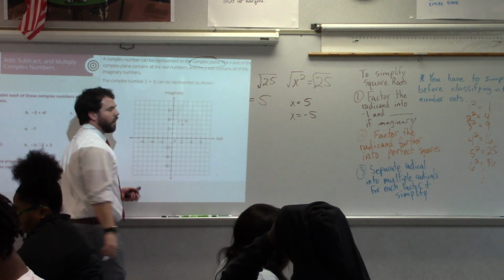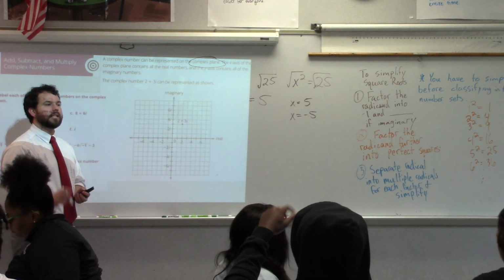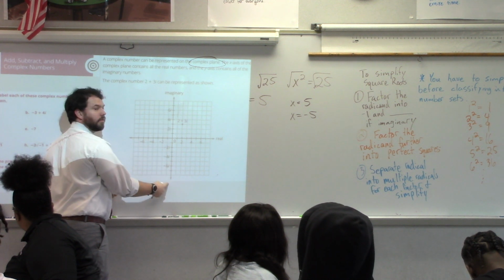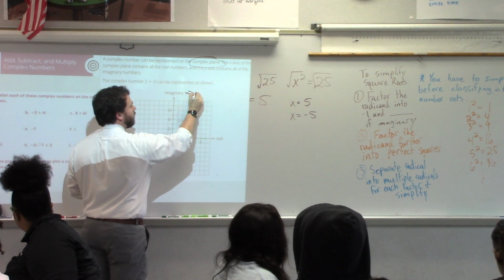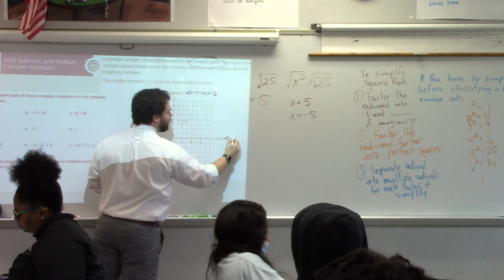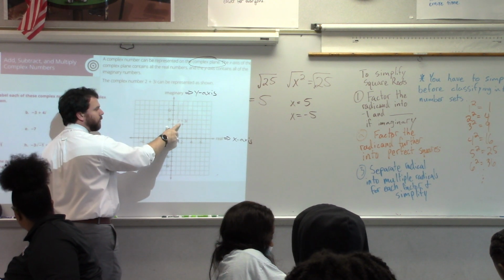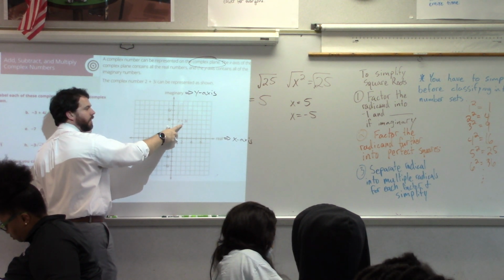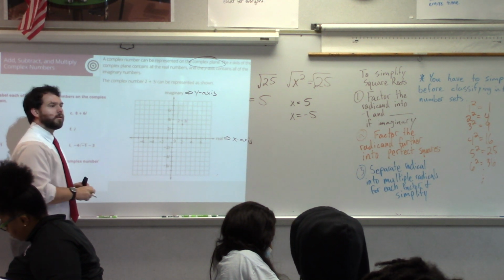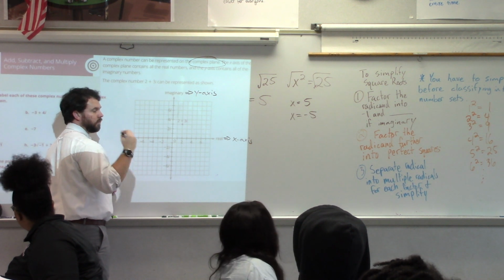What makes this a complex plane? Imaginary is my y-axis. Imaginary numbers are on the y-axis, and real numbers are on the x-axis. So why is 2 plus 3i right here? Use the axis: over 2 and then up 3.